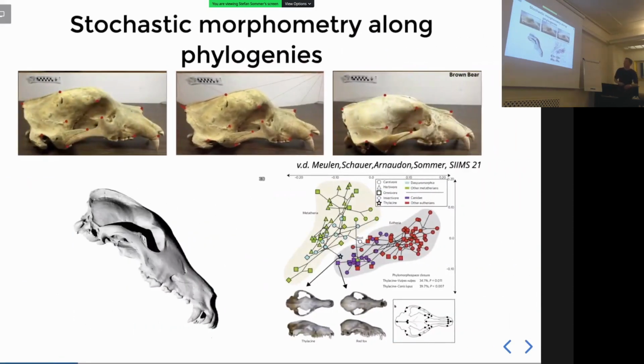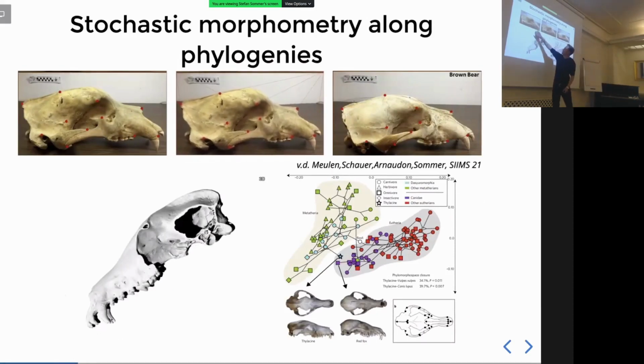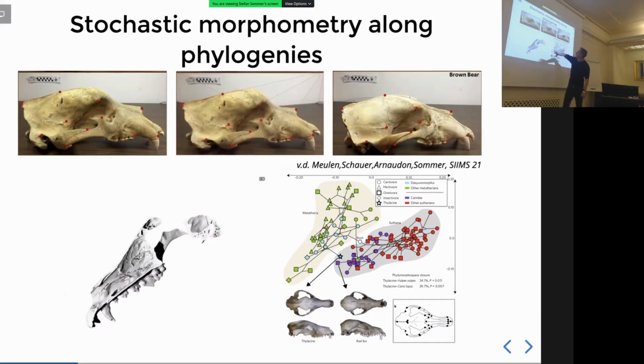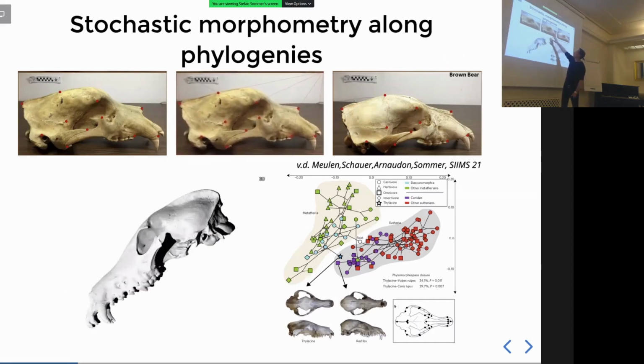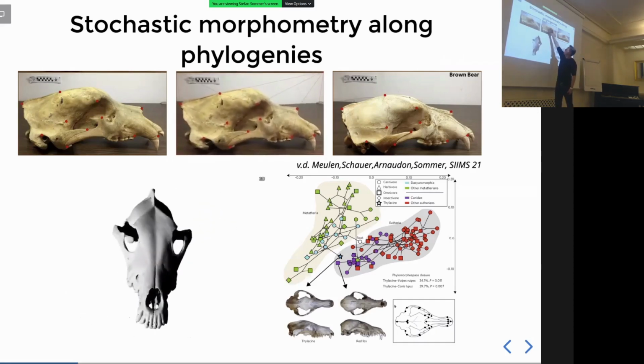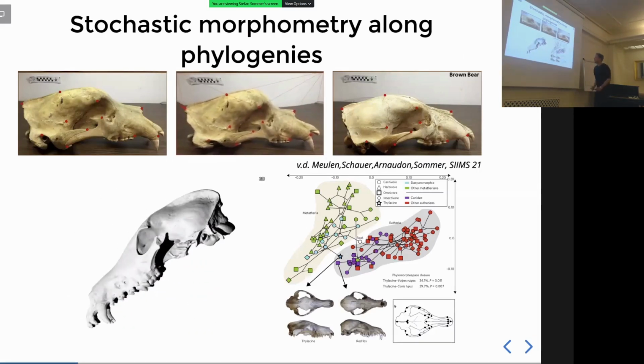Yeah, so I said evolutionary biology, and here is an example of a shape transformation of a bear skull to another bear skull. And if you look closely, maybe it's not really visible on Zoom, but this shape transformation in here is stochastically varying in time.